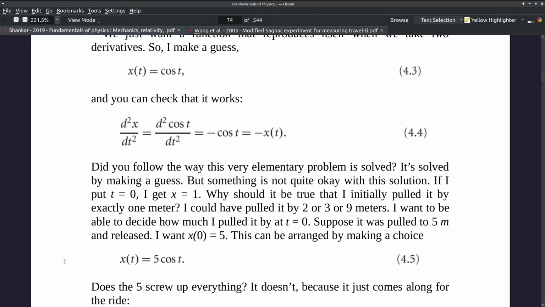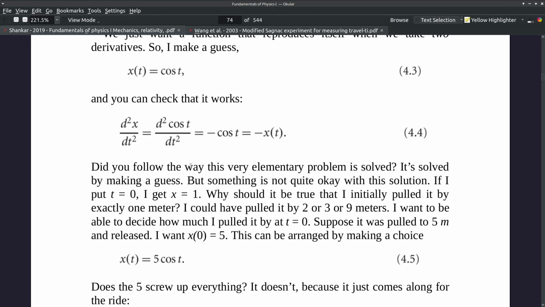Which equals negative x of t, because they chose that to be cosine of t. That makes sense now. Thank you. So it's just because it's a second derivative. Okay. Did you follow the way this very elementary problem is solved? I did, thanks to Bennett and Scott.